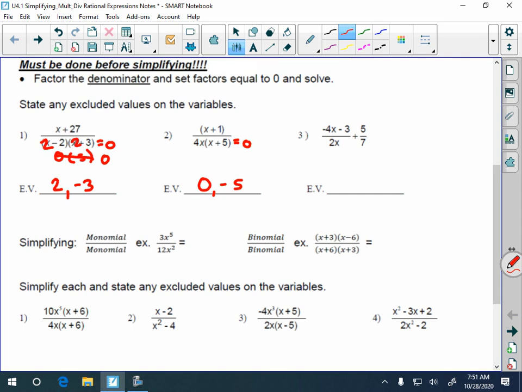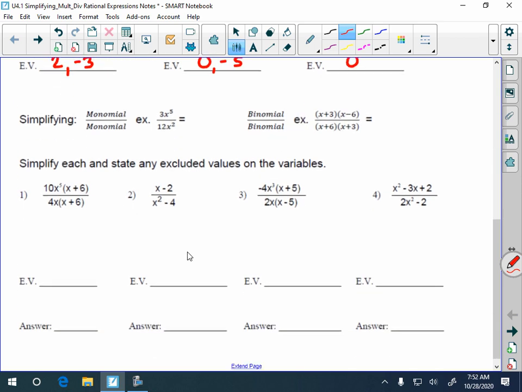All right, number 3, we have two fractions. Here we're going to set 2x equal to 0. And if we set 7 equal to 0, well, there's nothing to solve. There's no variable, so we can ignore that one. That one doesn't have an excluded value. But the 2x does. If we set that equal to 0 and solve it, we're going to get 0. So just because it's a fraction doesn't mean there's necessarily an excluded value. You have to have at least a variable in the denominator.